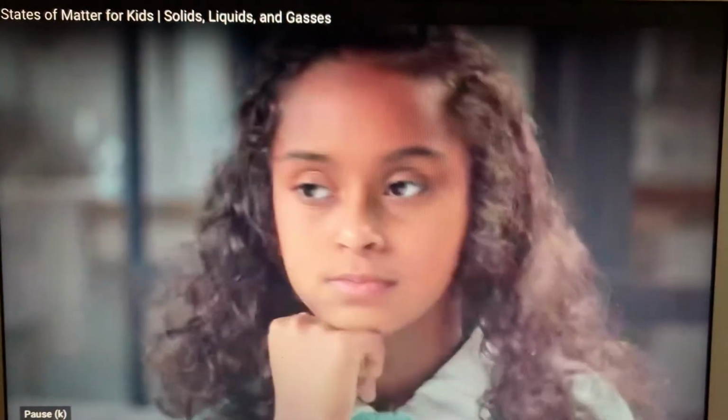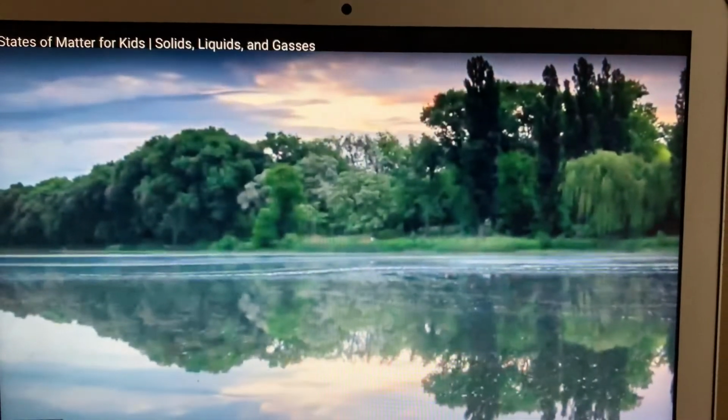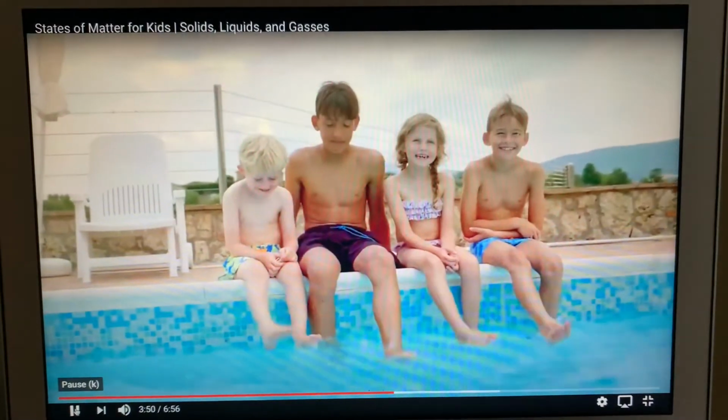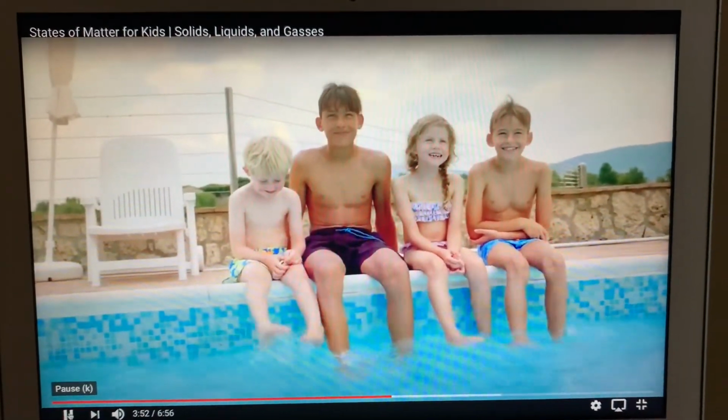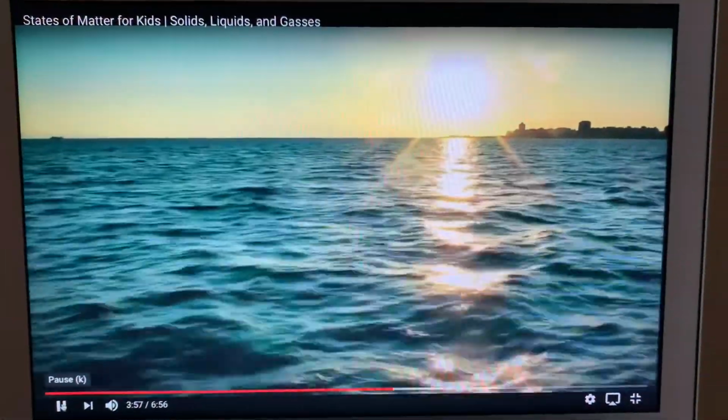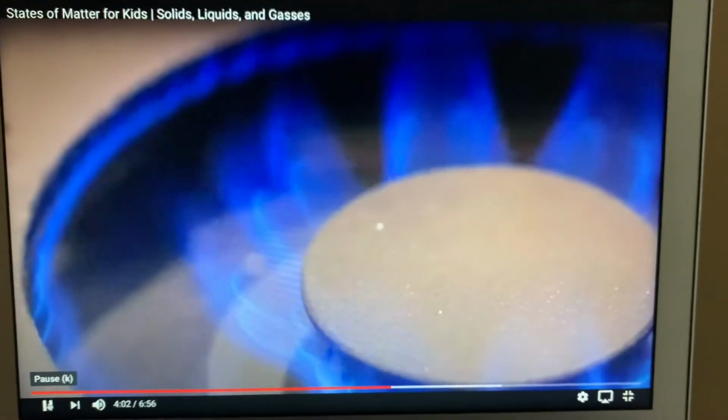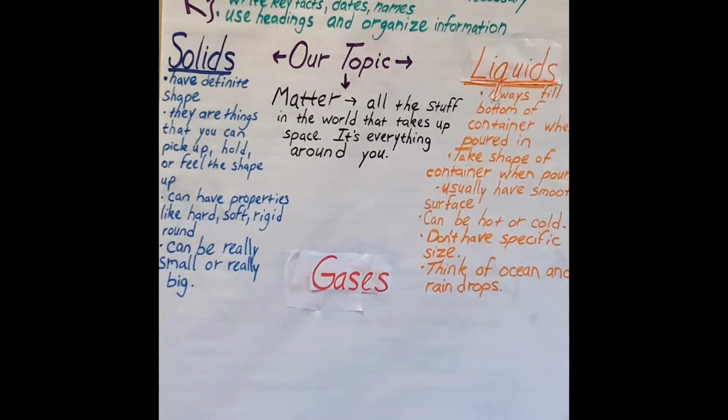So, can you tell me what all liquids have in common? First, they will always fill the bottom of a container if you pour them in, and they'll take the shape of that container as you continue to pour. They usually have a smooth surface. They can be really hot or cold or somewhere in between, and they don't have a specific size. A liquid like water can fill an entire ocean or the smallest crack in the sidewalk. Okay, now let's talk about gases.